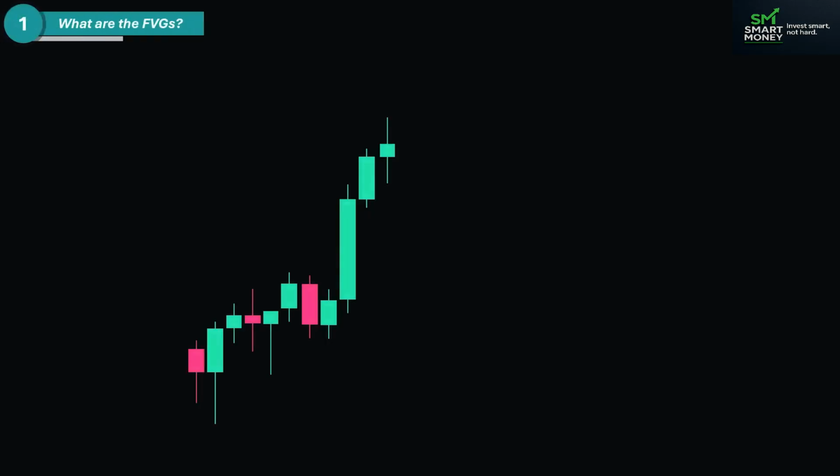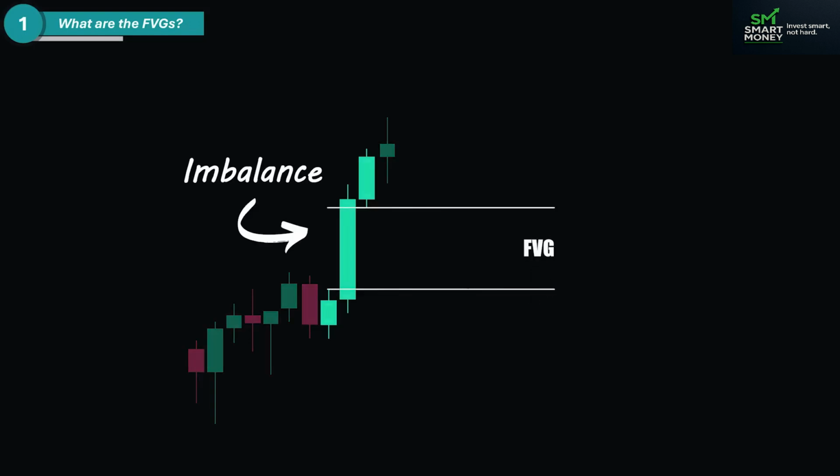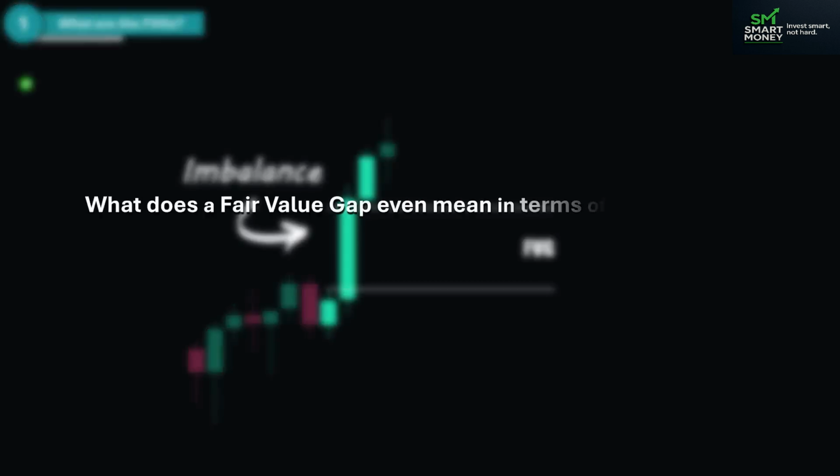Starting with the basics. What are fair value gaps truly? A fair value gap, or FVG, is a price gap caused by a sudden imbalance between the strength of buyers and sellers. It's defined by a three-candlestick formation where we have a gap between the wicks of three consecutive candles like this.